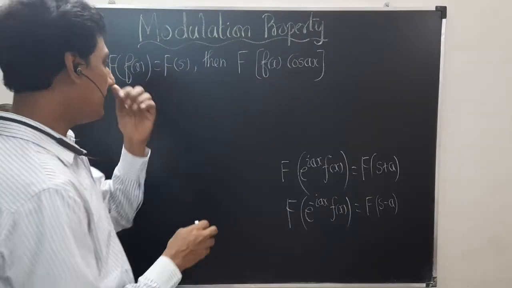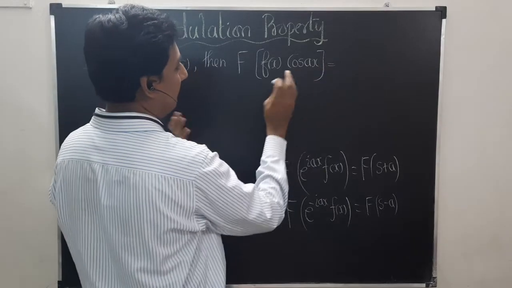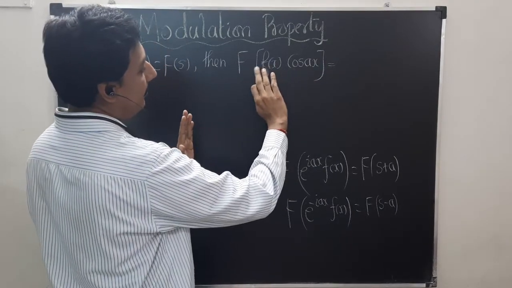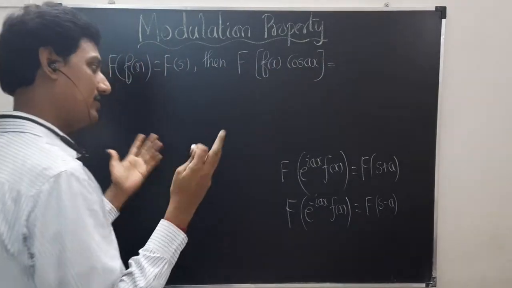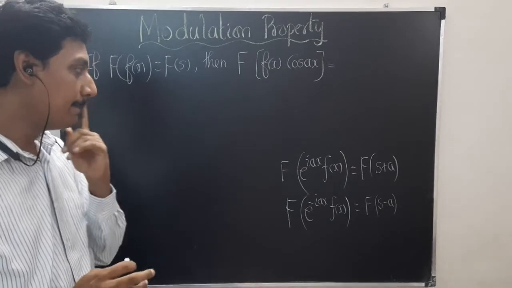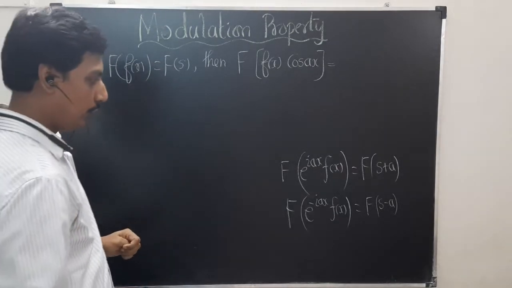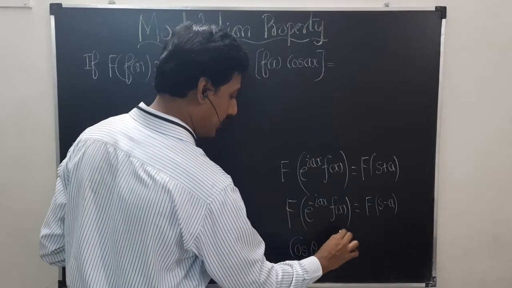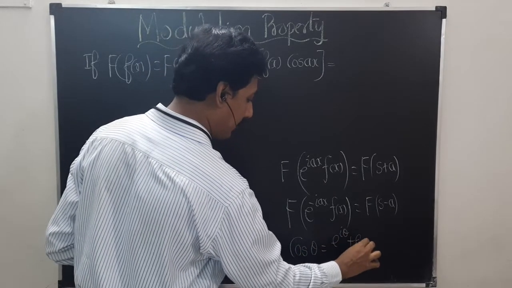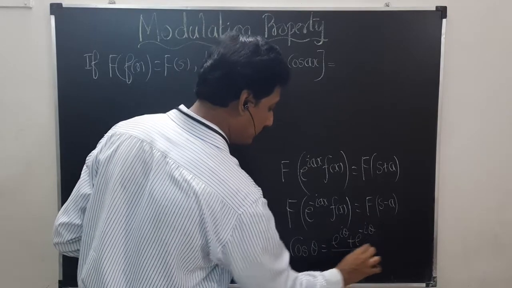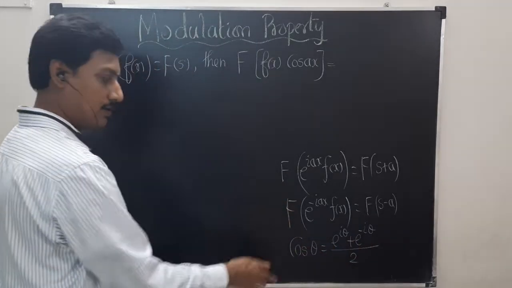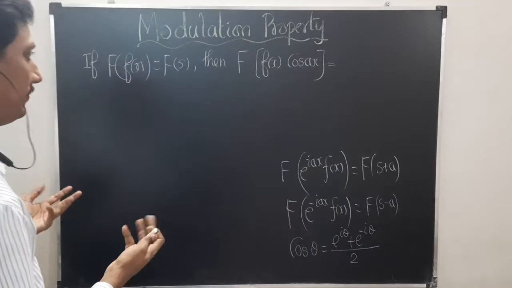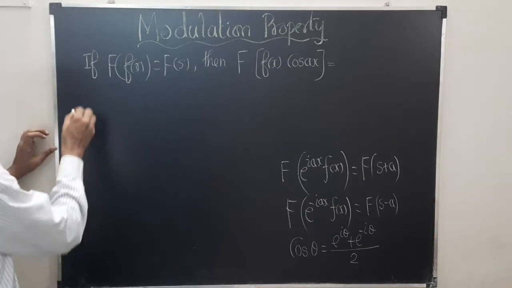Now my question is, what is the answer when it is a product of the trigonometric function along with f of x? I want to use the same concept. Before going to that, if you remember, cos theta is equal to e to the power i theta plus e to the power minus i theta by 2. If you know this result, it is very easy to get the modulation property.